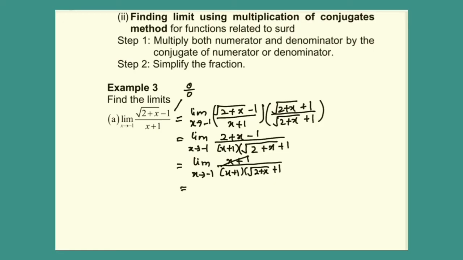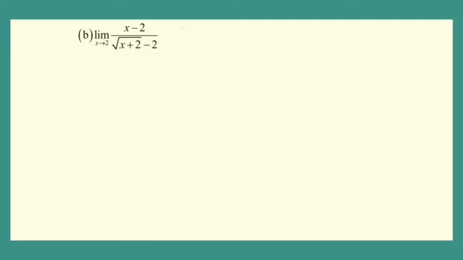And then cancel out x plus 1. Here is the limit of 1 over (square root of 2 plus x, plus 1) as x approaches negative 1, and then substitute x equal to negative 1. Here is 1 over (square root of 2 minus 1, plus 1), and the answer is 1 over 2.